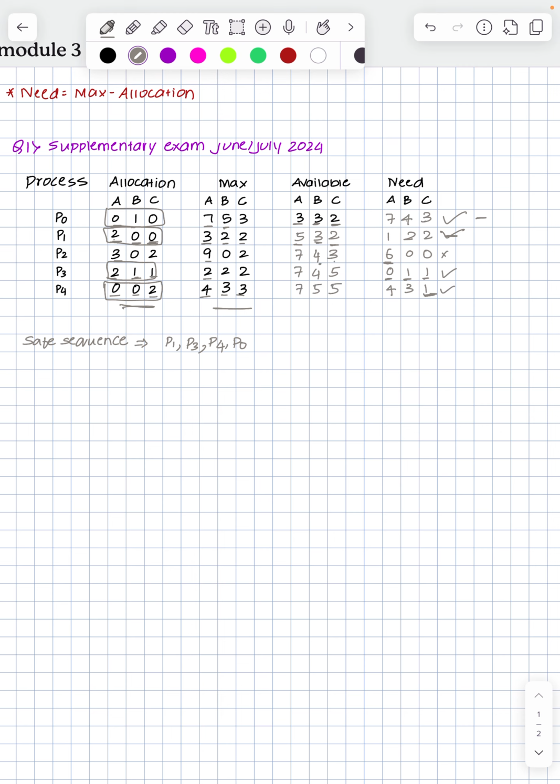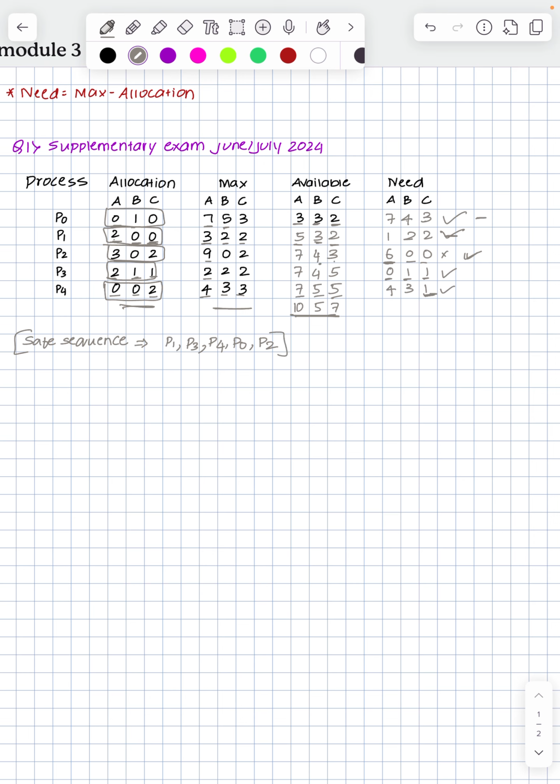Now let us check P2. This is also satisfied. We need 6, we have 7. We need 0, we have 5. We need 0, we have 5. So let us add this to the same sequence and then add its allocation. 7 plus 3 is 10. 5 plus 0 is 5. 5 plus 2 is 7. So this is the answer.